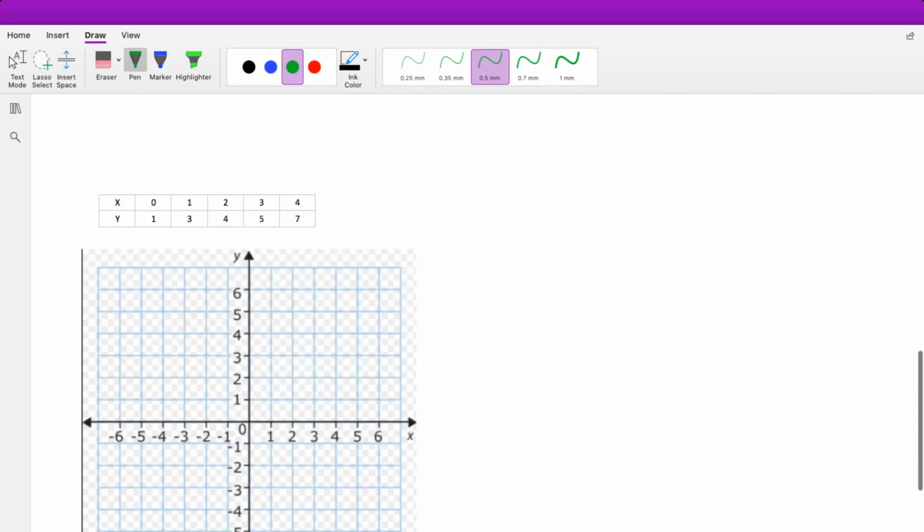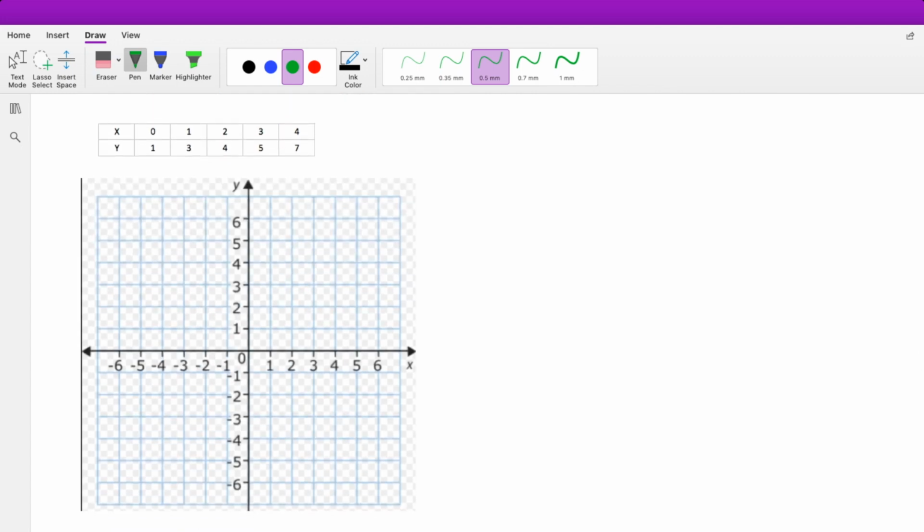Let's look at this third one. This time we're given a table. So let's go ahead and plot our points. We see the first point is at 0 and 1. Next we have one at 1, 3, 2, 4, 3, 5, and 4, 7.